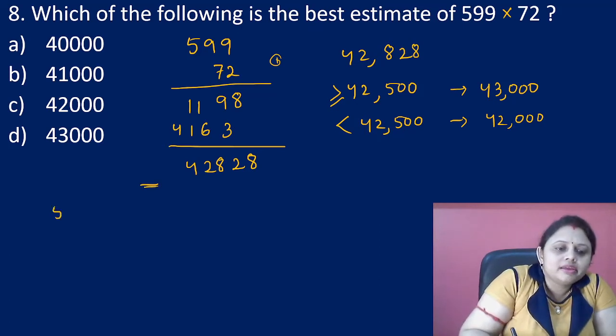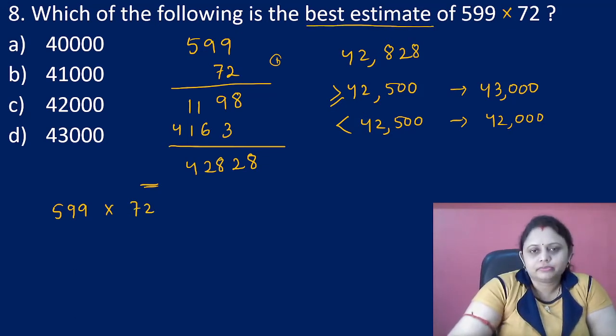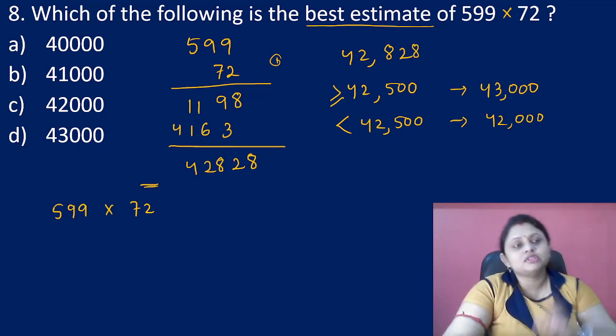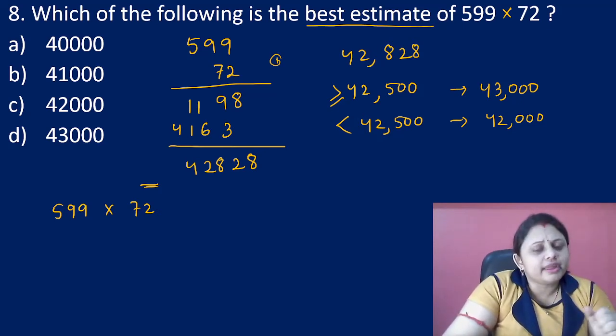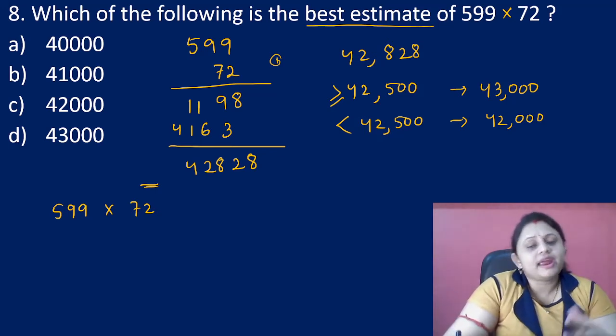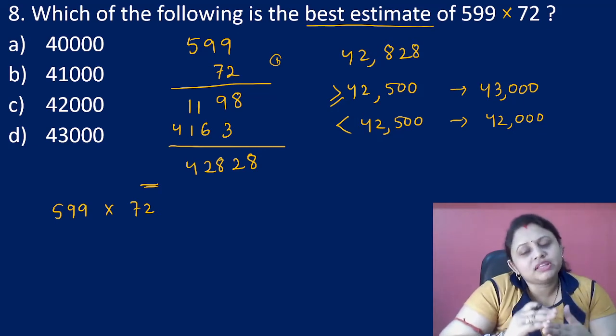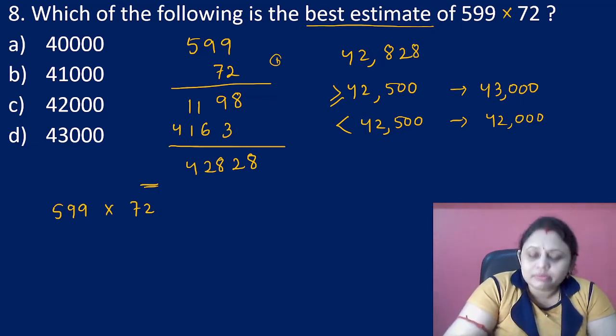But when you multiply 599 into 72, here it is written best estimate. Best estimate means we need not find out the actual value. In best estimate, it is purely for estimation. It is not about just multiplying and then rounding off. Best estimate means how can you estimate without multiplying these big numbers properly.